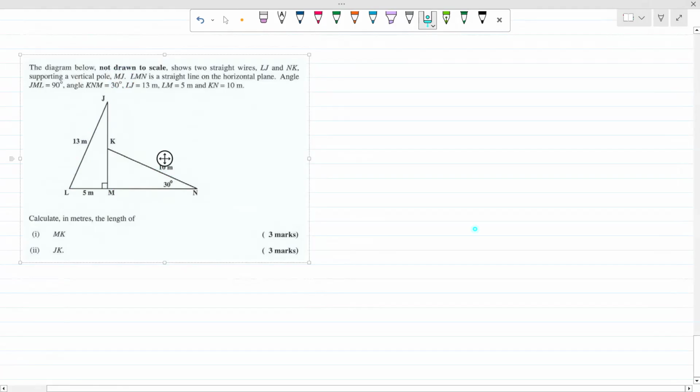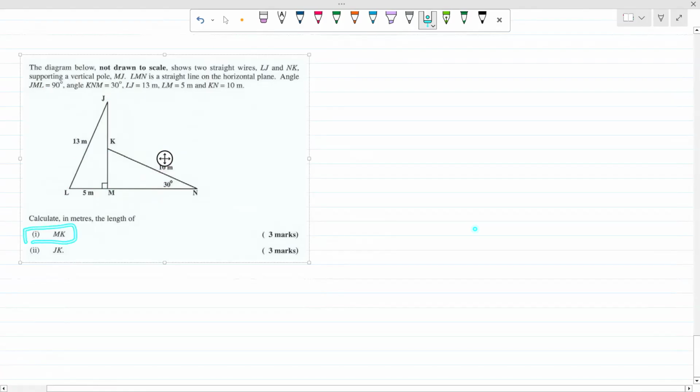LMN is a straight line on the horizontal plane, meaning the ground. The angle JML, this angle here, is 90 degrees. Angle KNM is 30 degrees. LJ is 13 meters, and LM is 5 meters. KN is 10 meters. Calculate in meters the length of MK and JK.